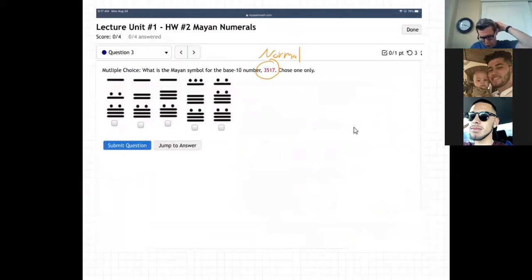It's going to be one of those 5 weird looking Mayan numbers. Which one of those is the correct Mayan number? Well, let me show you the process. So I'm going to get a fresh screen here, 3517. I'm going to come down here.